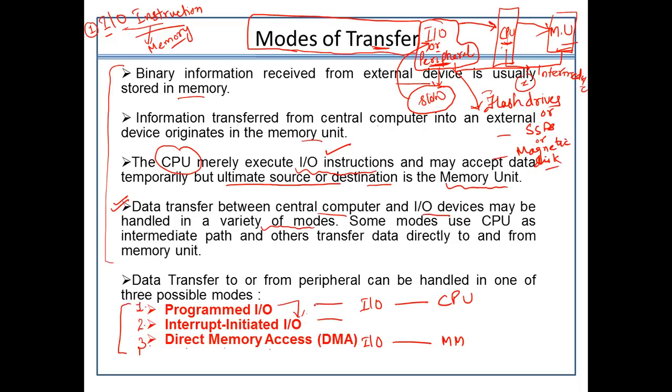For these two, the access is from the IO devices to the processor in the programmed input output and in interrupt initiated. But in case of direct memory access, as the name signifies, the IO devices have a direct access to the main memory. So let's start learning about these three modes of transfer in more detail.